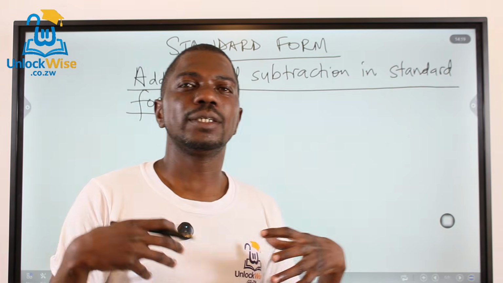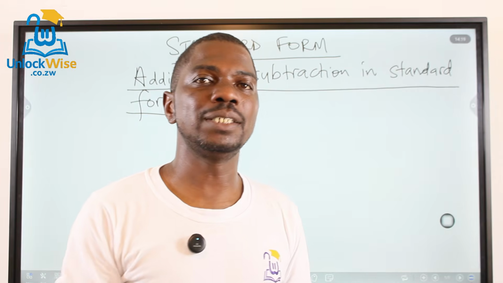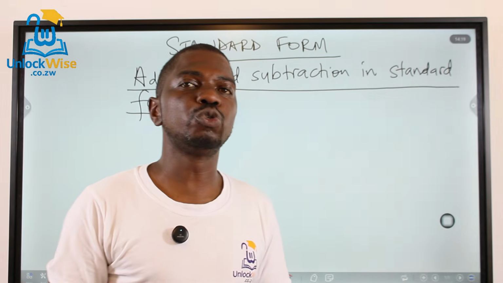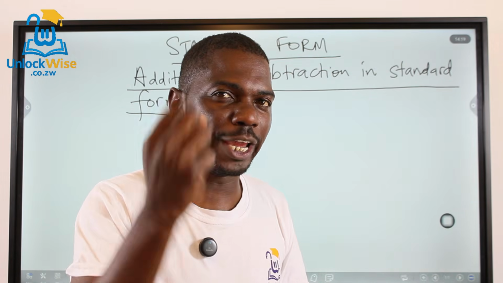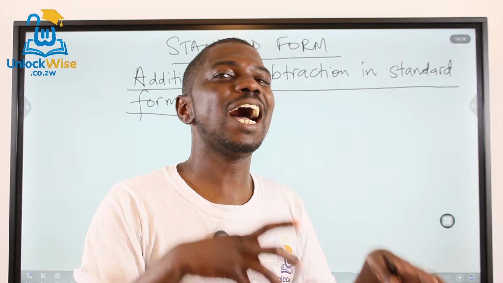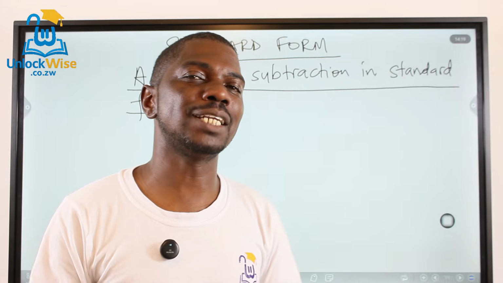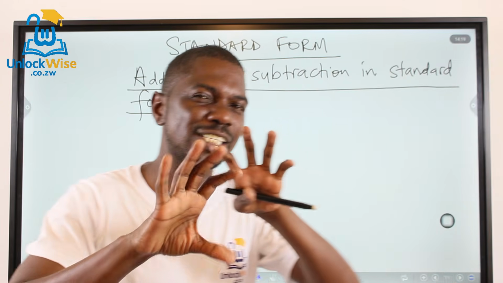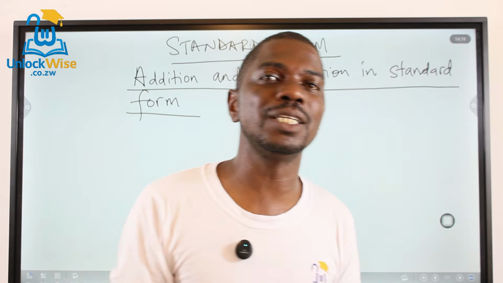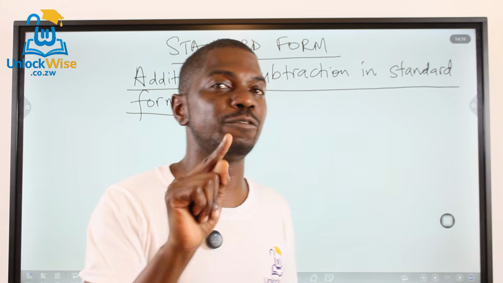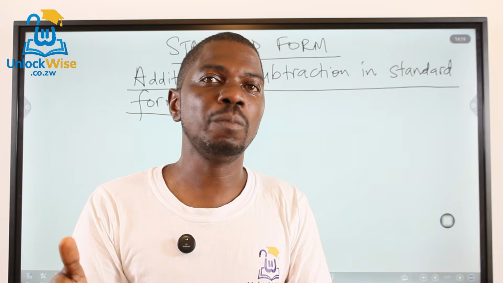So we have different methods of adding and subtracting in standard form. But I would actually encourage you to change your numbers from standard form to ordinary form. Then you add in ordinary form. After you have got your answer in ordinary form, you change it back to standard form, right? That's a safer way of doing things. Although we can even use factorization, but not everybody is flexible with factorization. That is even why I encourage you to change from standard form to ordinary form and back.